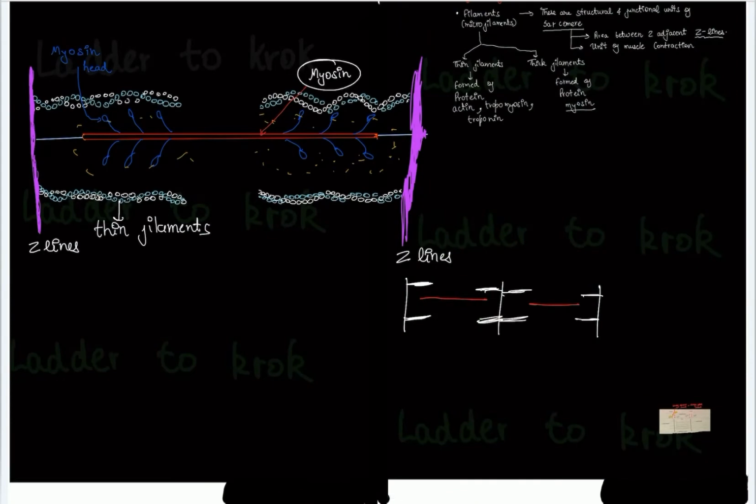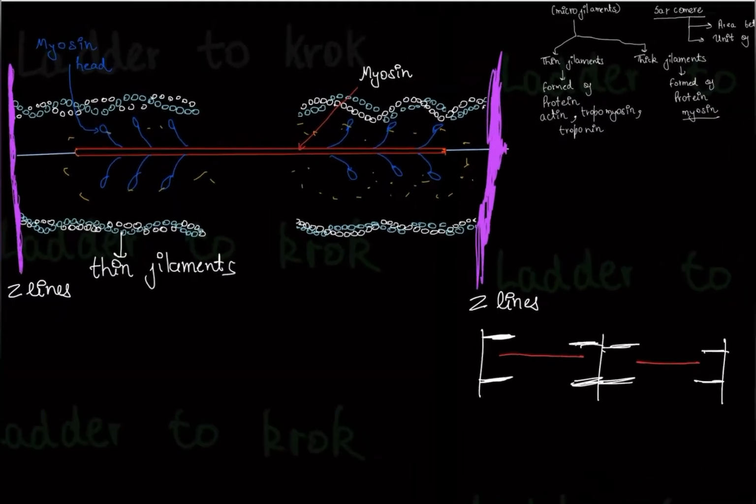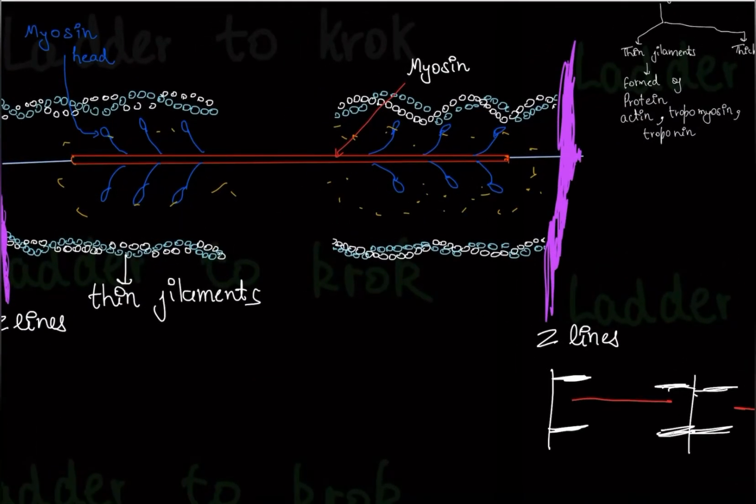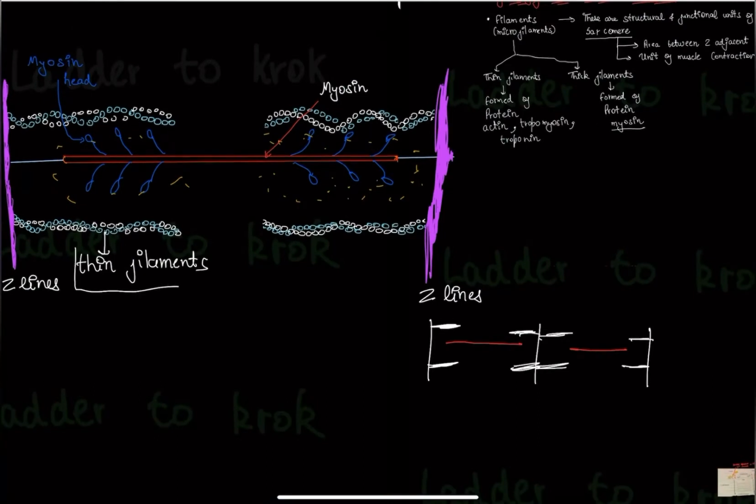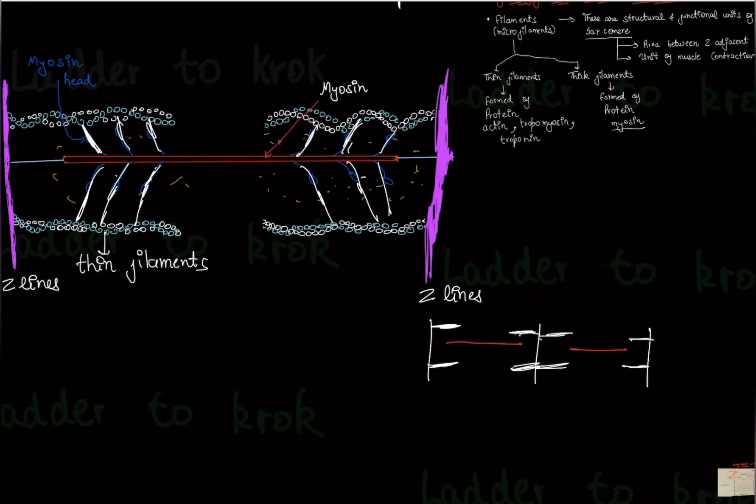This myosin has some myosin heads. As you can see, these blue ones are myosin heads. They attach to the thin filaments and cause muscle contraction. These myosin heads will attach to the thin filament whenever we want contraction, and when they attach, they will pull the actin towards each other.